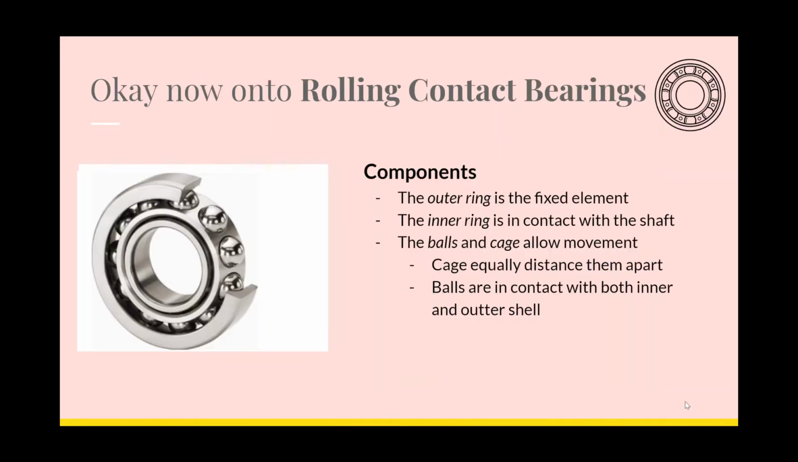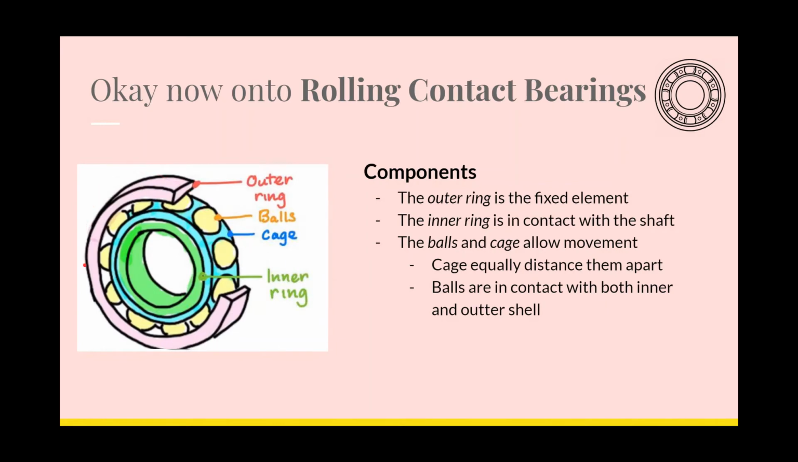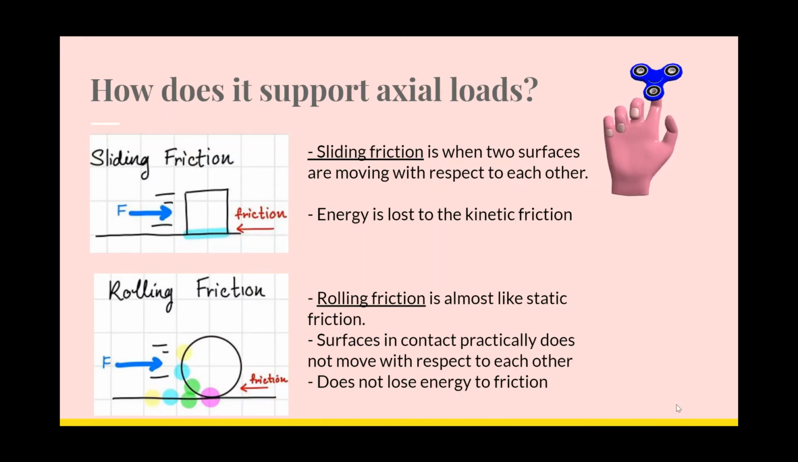And now onto rolling contact bearings. This is an example of one, and when we break it down into the components, the outer ring here is the fixed element and the inner ring here is attached to the shaft. The balls are what is touching both of them, and the cage is only there to separate them equally. The inner ring can be fitted very well to the shaft without having to worry about the friction because the balls are responsible for that. So how does it support axial loads?